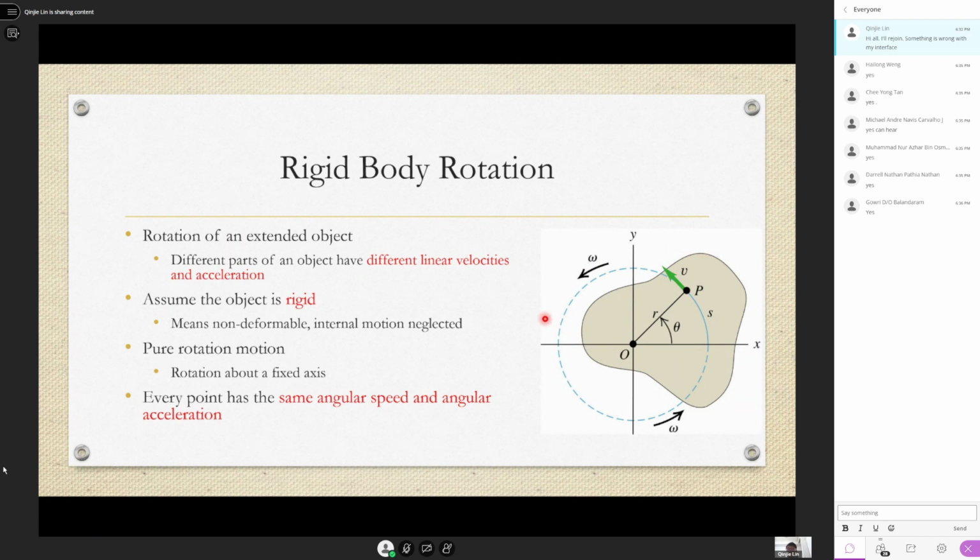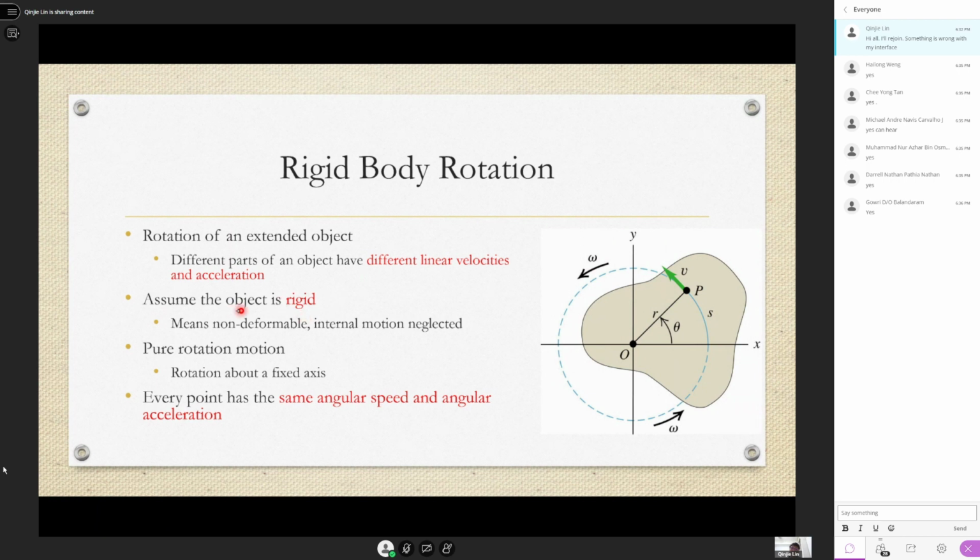You can imagine a running track also. If you are running in the innermost lane, of course you run slower, to keep up with the one outside who has to run much faster to take the same turn as you. So they have different linear velocities.